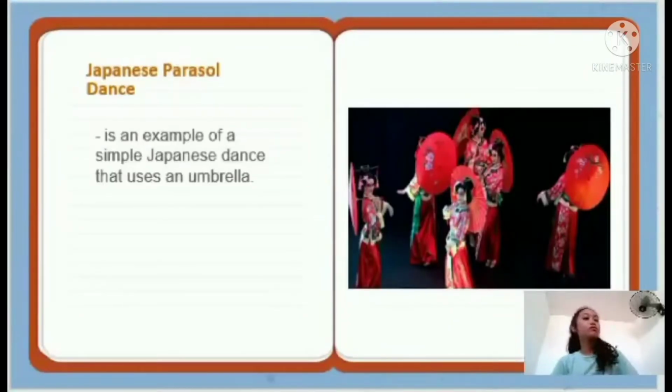So good day everyone, I'm Jamaica Mer Arlaude from Prepared 3D and I am here to continue the reporting about Japanese Parasol dance. Japanese Parasol dance is an example of a simple Japanese dance that uses an umbrella. This dance is suited for girls making use of shuffling steps. That is the basic step for the typical Japanese. The parasol dance is from kabuki, which means classical Japanese dance drama.